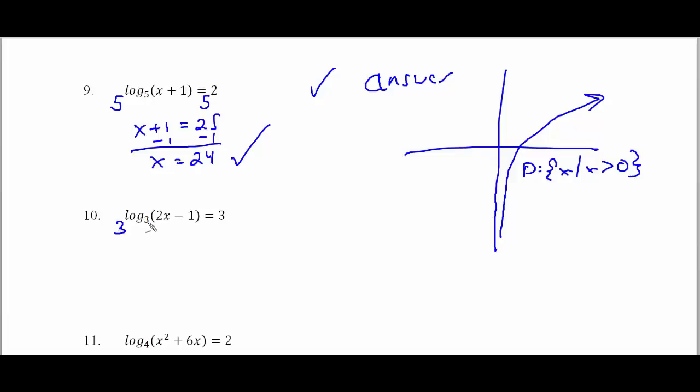Let's, using the base of 3, if I put the base of 3 of this, move this to the front, log base 3 of 3 is 1, so 2x minus 1 is equal to 3 to the 3rd power, which is 27. Adding 1 to both sides gives me 28, and x is equal to 14. I should check my answer, though. So 2 times 14 minus 1 is 27. In log base 3 to get to 27, I need the third power, so this answer checks.